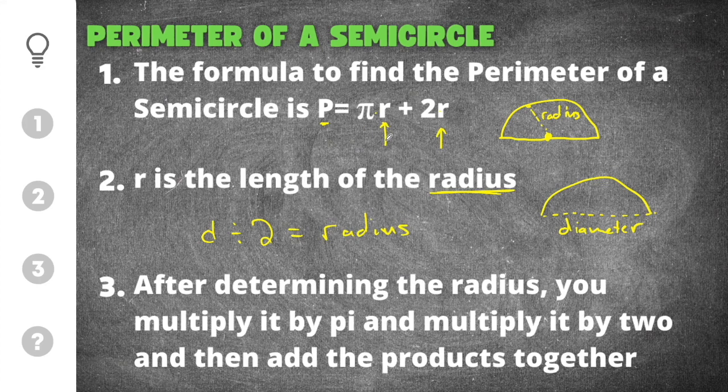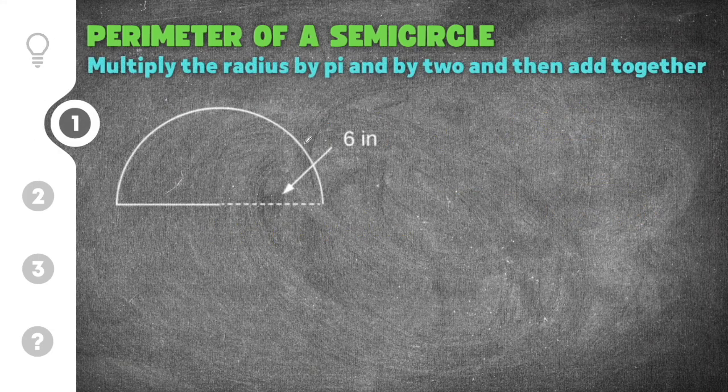Let's go ahead and get to work and start on our first practice problem on finding perimeter of a semicircle. This problem gives us a semicircle with a dashed line from the center to the outer edge, and it is labeled as 6 inches. Now, because this dashed line starts in the center and goes to the outer edge, this will be the radius. So the radius of the semicircle is going to be 6 inches. Now that we've determined the radius, we can go ahead and use it in our formula.